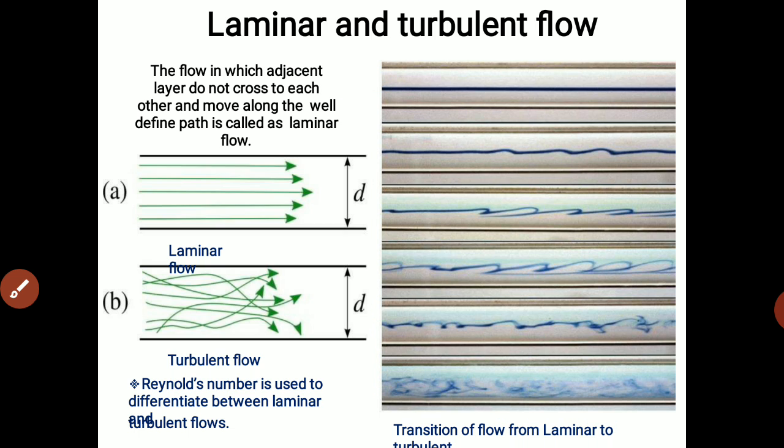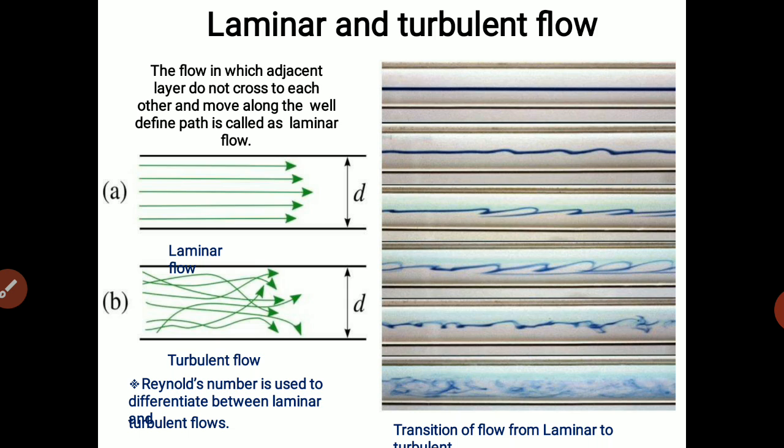Now what is laminar flow? Laminar flow is the flow in which adjacent layers do not cross each other and move along a well-defined path. For example, the flow of blood in small veins, where blood has a laminar flow, or flow of oil in bearings, flow of ink in a pen, likewise. So this is laminar flow.